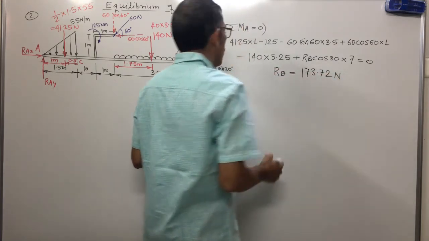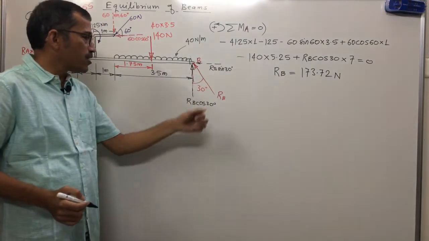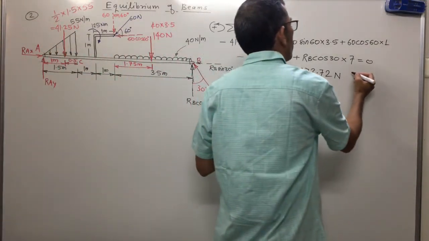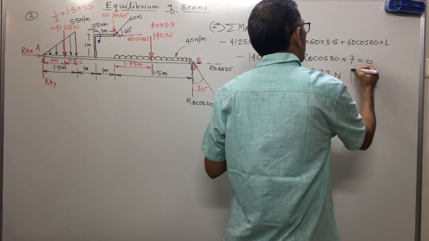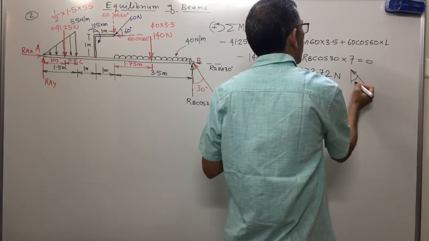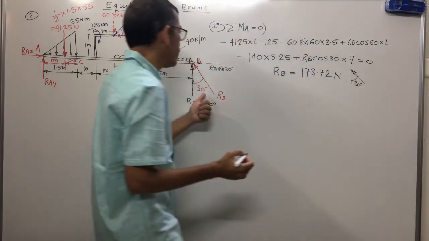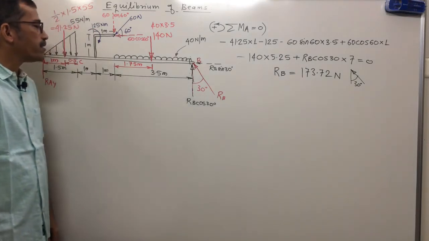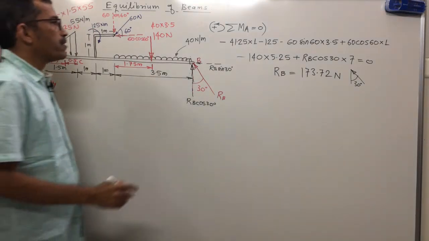173.72 Newton. And the answer you are getting is positive, that means this direction is correct. You can represent the direction of RB something like this. This is RB and the angle is what? 30 degree, as it is, right? Correct? This is your RB. The other part is comparatively easy.